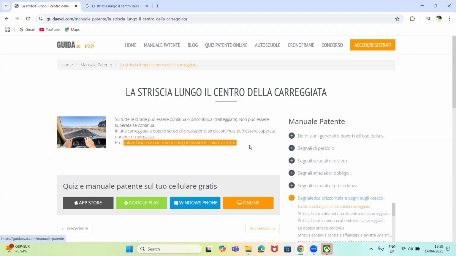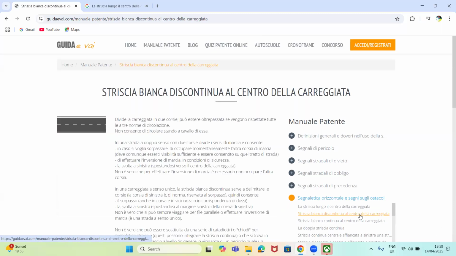That discontinuous line and continuous line can now only be white. It can never be blue. It can never be yellow. Is it clear now, guys? Yellow is only if they're working there. All right, guys. We have now entered into the world of senso unico.